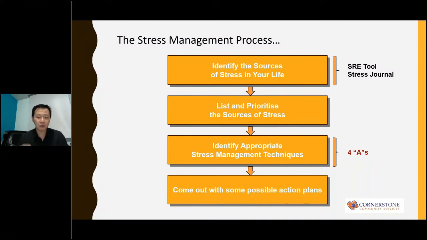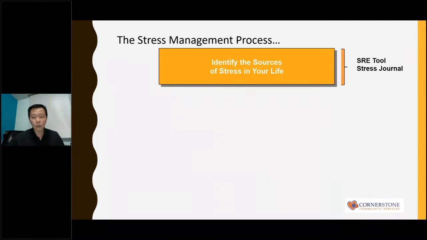We need to have a system to prioritize it. Then we will identify the appropriate technique, or the stress management technique, that we will use for that situation or for that stressor that you have described. I'm going to run through the four A's with you later. Whichever one you choose, you're going to brainstorm and come up with some possible actions, something you can do to actually change your stressful situation, or maybe change the feeling of stress, or resolve some of these situations that are causing you a lot of stress. So this is the process. I'm going to go through it one by one with you.